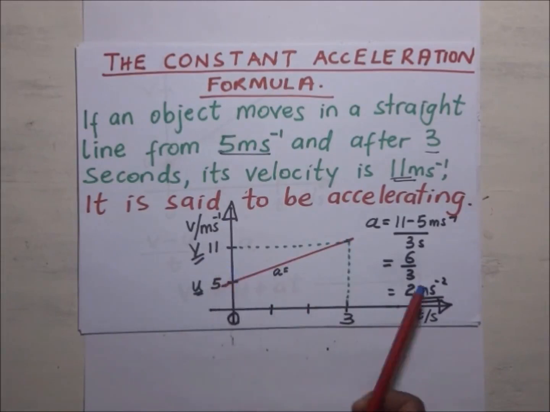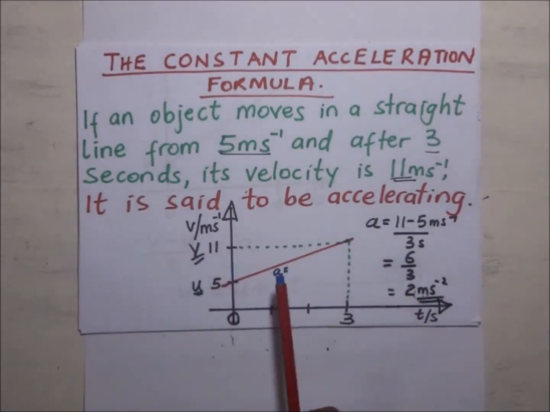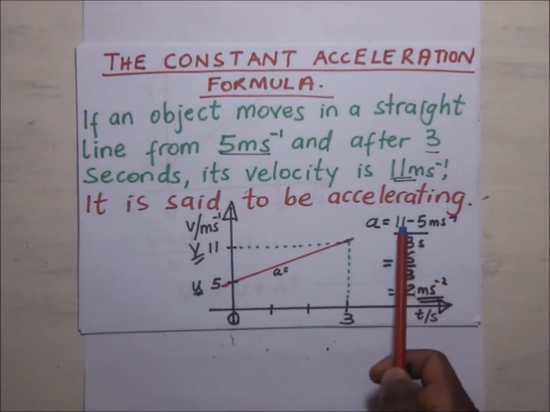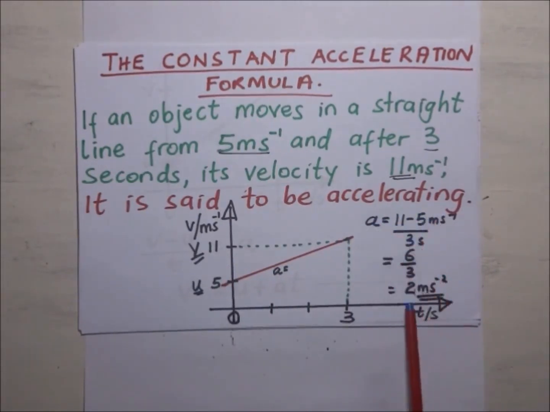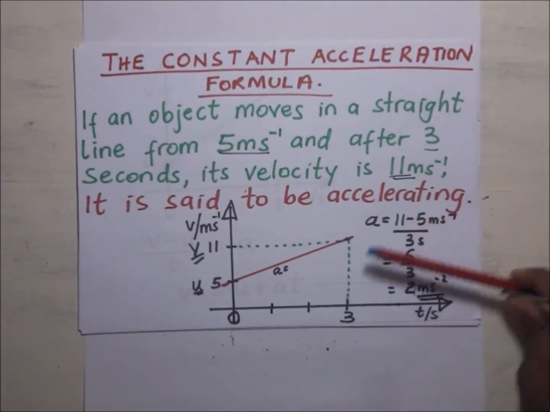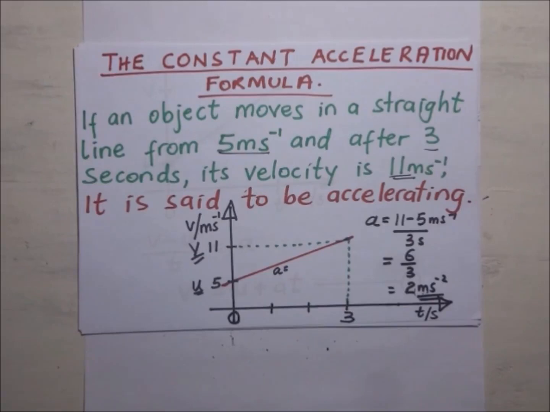Acceleration is the rate of change of velocity, because as we can see here, we have velocity being divided by time. So the rate of change of velocity is what gives us acceleration. And so we are going to use this kind of analogy to derive our first equation of motion.